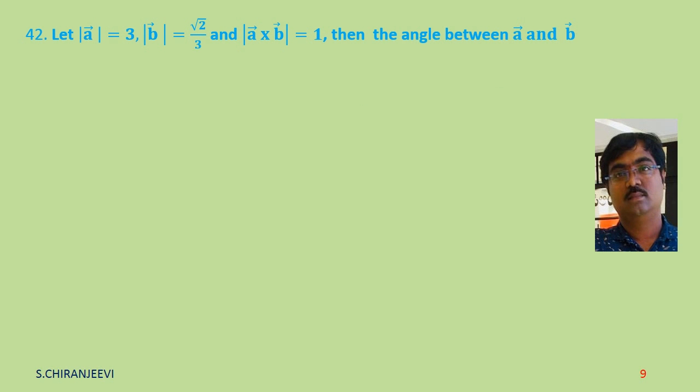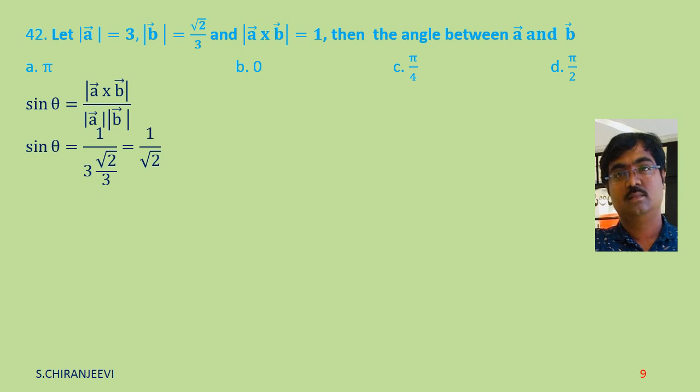For the second one, let magnitude A is 3, magnitude B is root 2 by 3 and magnitude A cross B is 1. Then the angle between A and B is: pi, 0, pi by 4, pi by 2 are the options. Sin theta is magnitude A cross B by magnitude A into magnitude B. See, in the given question we have A cross B magnitude, so we are taking sin theta. If it is A dot B, we can go for cos theta.